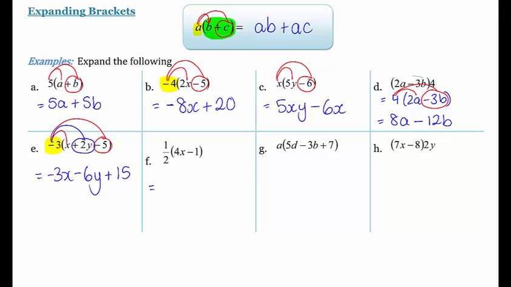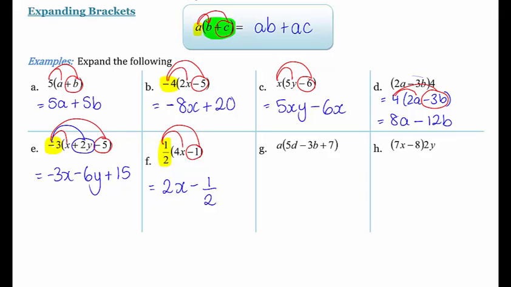Next, now they're trying to confuse us by putting a fraction out the front, but it's no different. A half times 4x. So we look at our numbers. A half of 4 is 2, and then we have x. A half times negative 1. Positive times a negative is a negative, and a half times 1 is just a half.